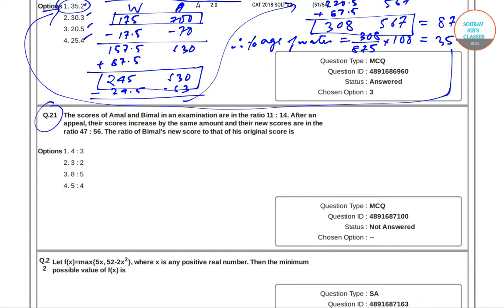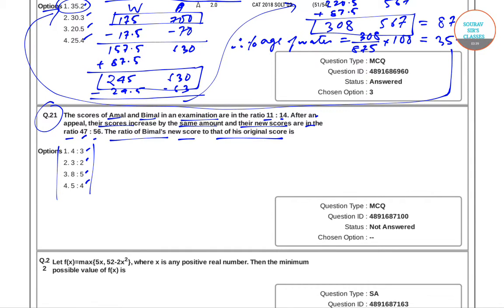Now we'll be doing question number 21. In question number 21, it has been said that the scores of Amol and Bimal in an examination are in the ratio of 11:14. Now after an appeal, their scores increase by the same amount, and their new scores are in the ratio of 47:56. Then the ratio of Bimal's new score to his original score is, the options are 4:3, 3:2, 8:5 and 5:4. So these are the options that have been given.